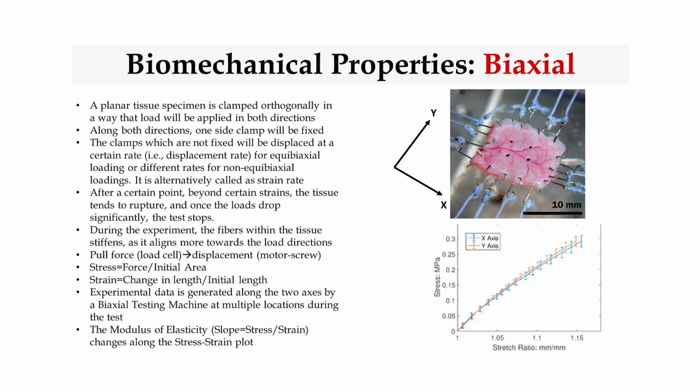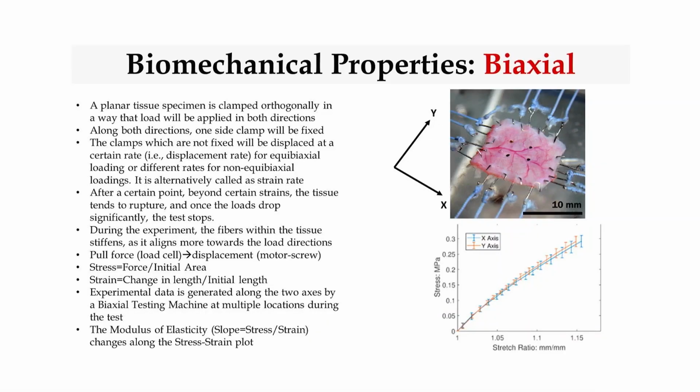The next type of test which is very common is known as a biaxial test. As the term suggests, it is not along a single axis, but along two different axes which are perpendicular to each other. So a planar tissue specimen, rather than a rectangular one, usually in the form of a square, is clamped orthogonally in a way that load will be applied along both directions.